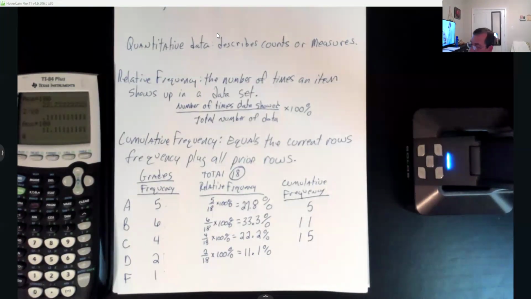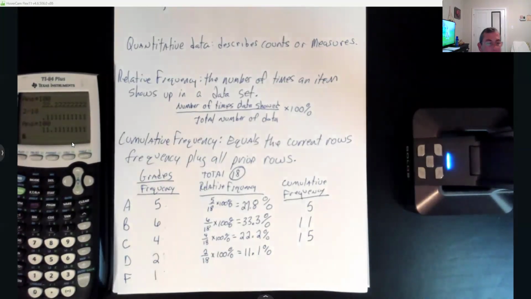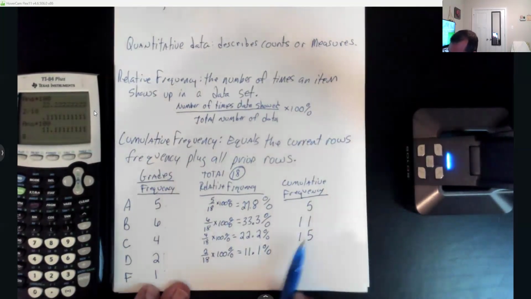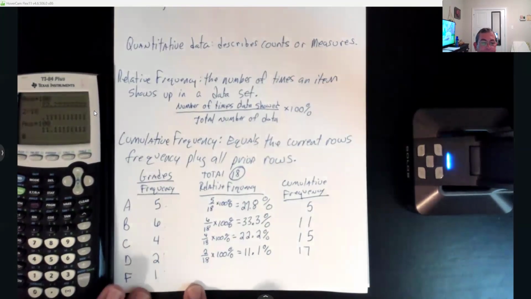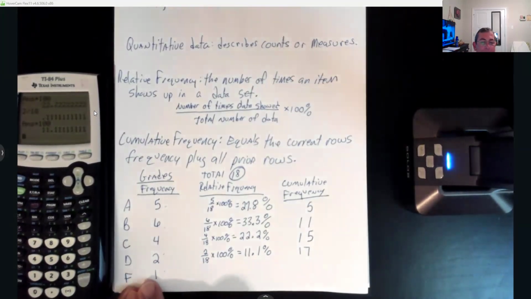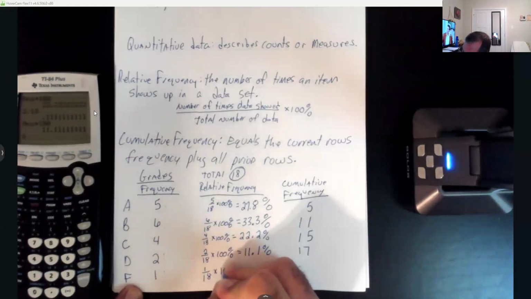All right, y'all. So what are y'all putting for my cumulative? So what you got, Morgan? 17. Good job. Because this 15 plus 2 gave us 17. All right, y'all. Look at that. F, 1 out of 18 times our 100%.